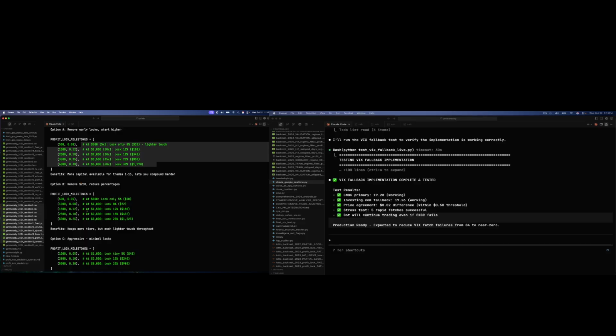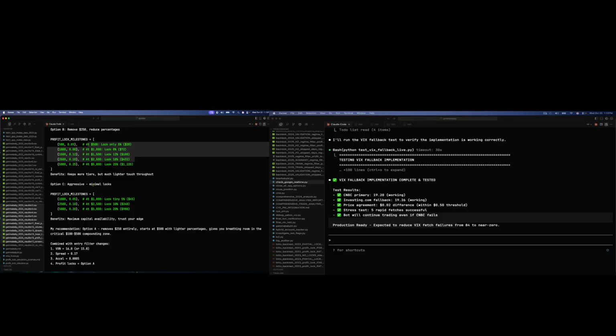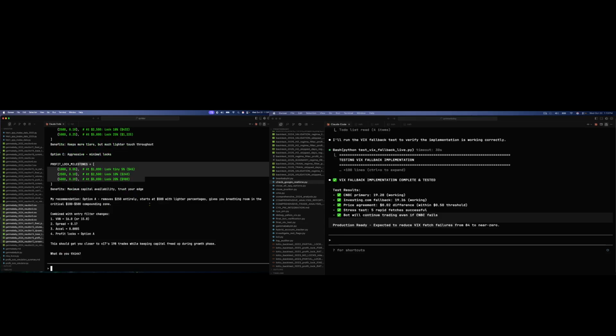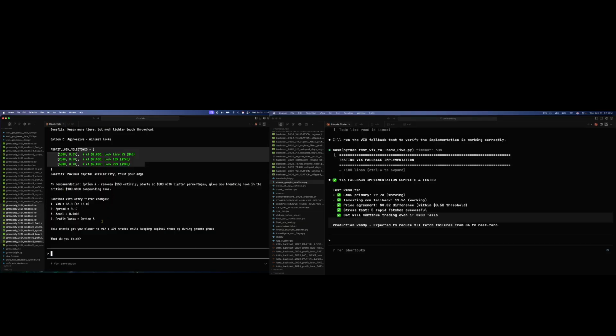That's interesting. At 250, only lock 5%. Minimal locks. Option A removes 250 and starts with 500 with lighter percentages, giving you breathing room in the critical phases.